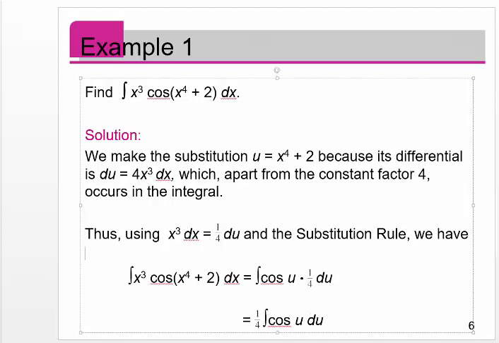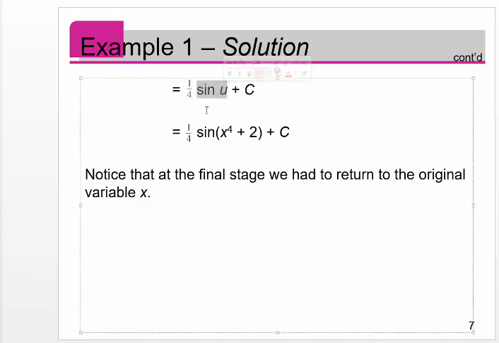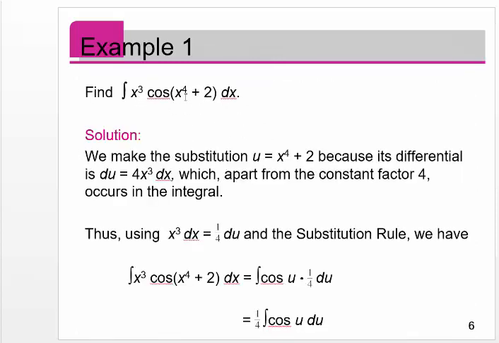Well, that's really easy. What is the integral of cosine of u? Well, that's just sine of u. So you get 1/4 sine of u plus c. And then your last step, the final stage: wherever you see a u, just plug back in x to the 4th plus 2. You got it. And I bet if you were to take the derivative of this, you would get this.